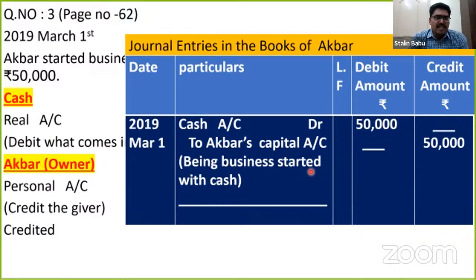In 2019, Akbar started a business, which means he is providing cash to the business. So the entry is cash account debit to Akbar's capital account. 50,000 in debit amount column, 50,000 in credit amount column.